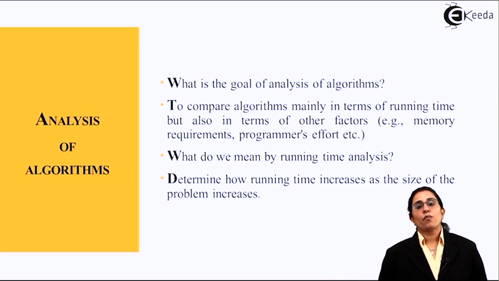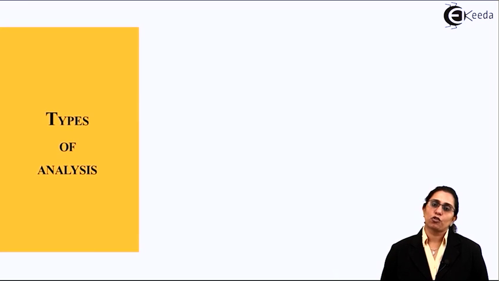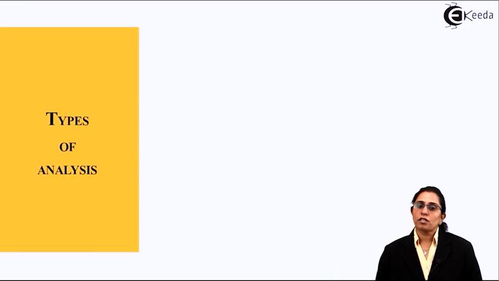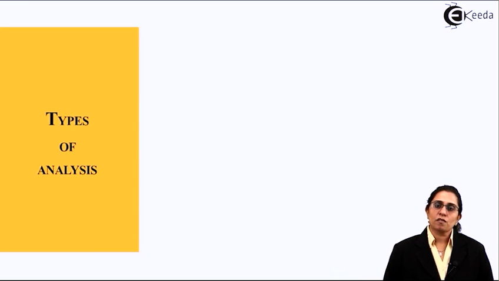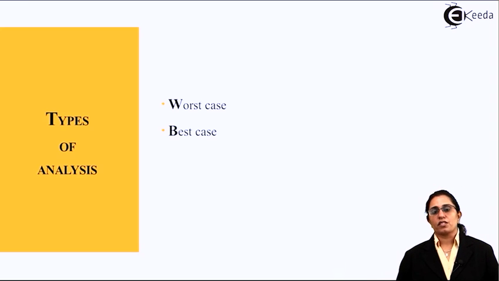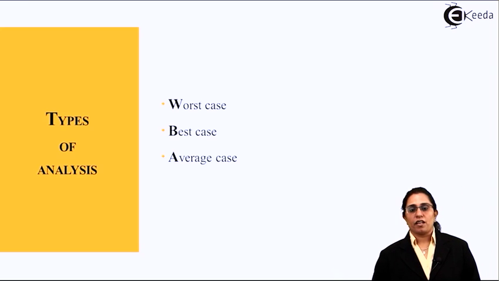Now the various types of analysis that we do on an algorithm are the worst case analysis, the best case analysis and the average case analysis.